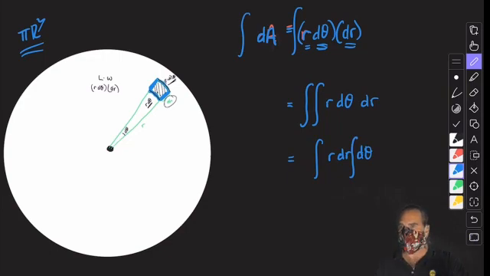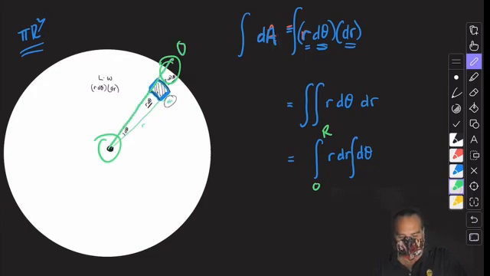We do have to set our limits, and I'm looking at a disk. So I think I want r to go from the center, 0, to the edge, capital R. And I want theta to go from whatever this is, we'll call that 0, all the way around. So all the way around is 2 pi. So the area is going to equal whatever happens when I do this double integration.